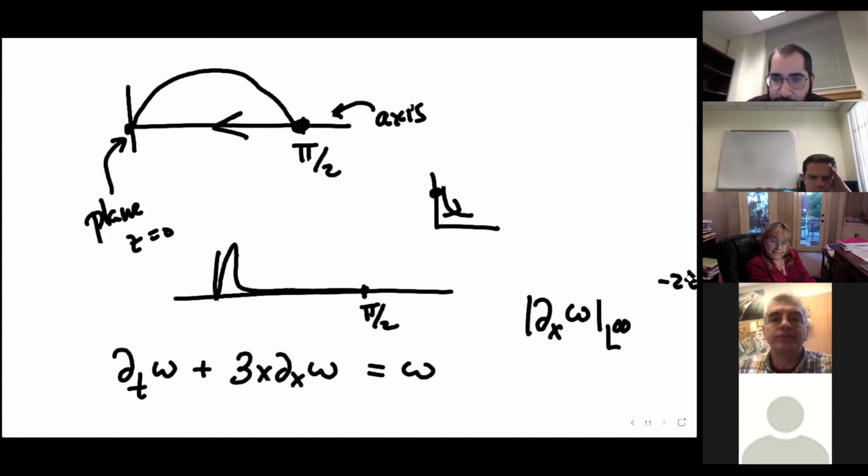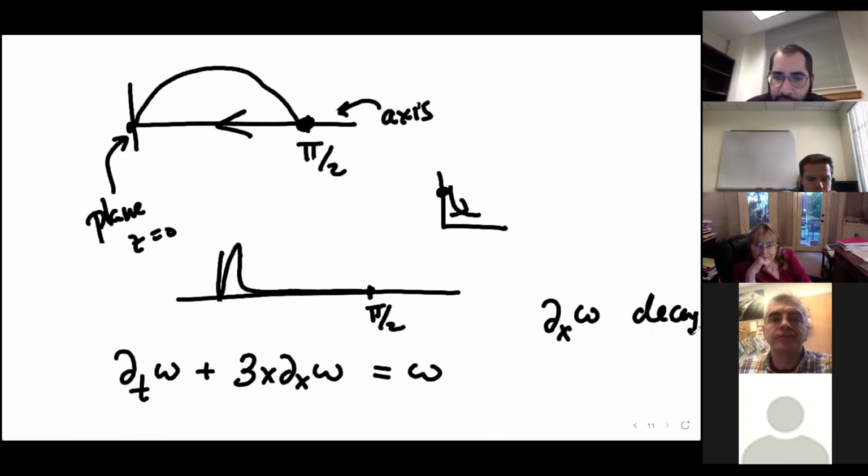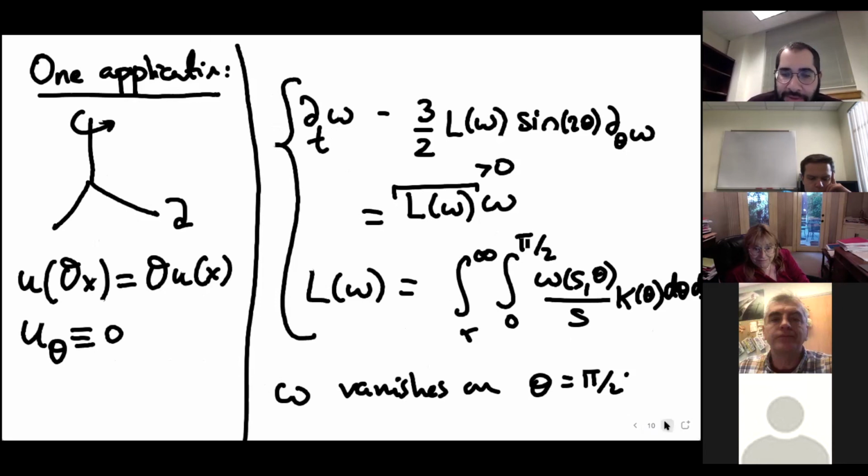So this decays just by differentiating this equation. You get 3 dx omega on the left side, which gives you a decay at a rate of like e to the minus 2t. But then we remember what we said about taking data that's non-smooth in the direction of the flow. So the main direction of the flow here is the angular one.